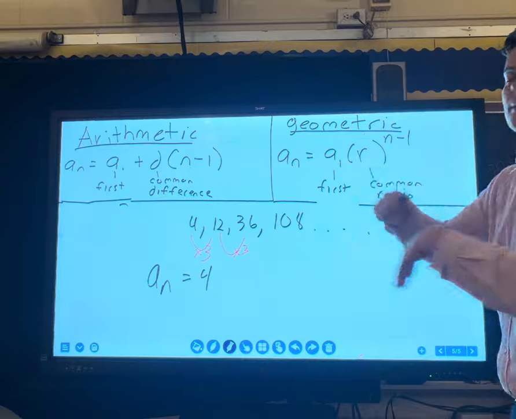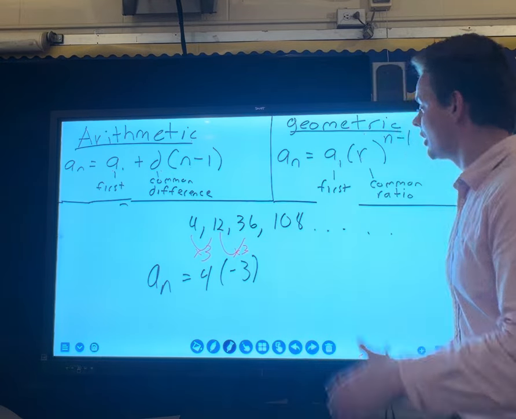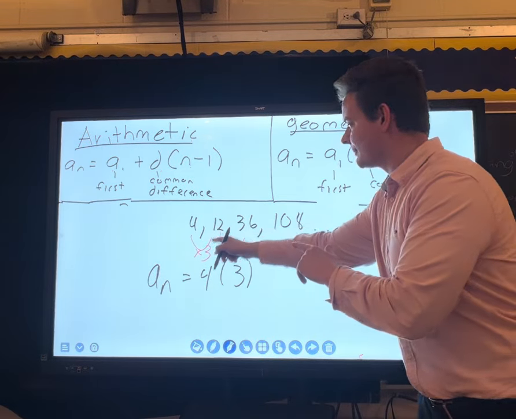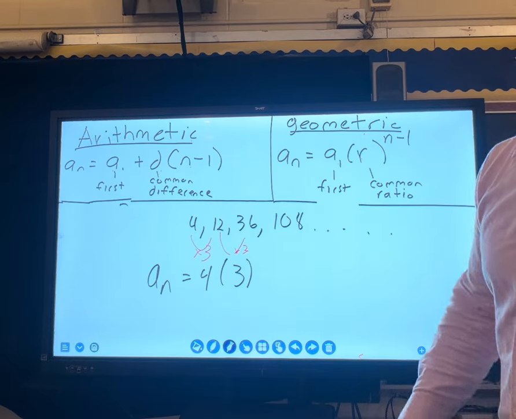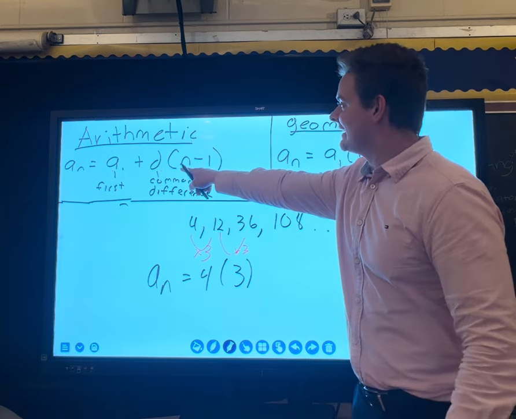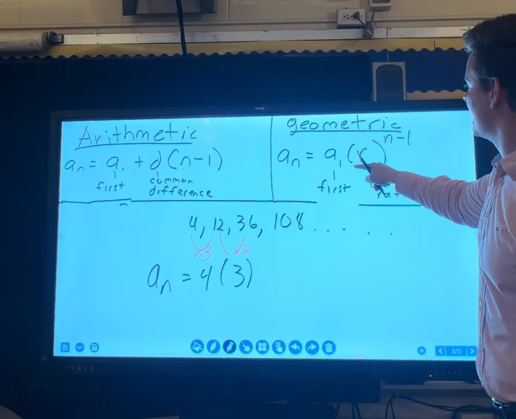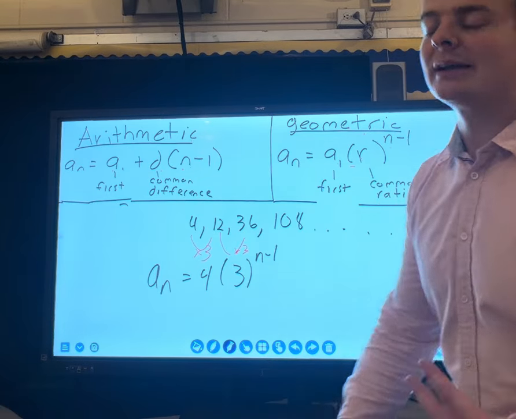My ratio is what I'm multiplying by as my pattern, which is 3. Sorry, not -3, just 3. I'm going crazy. Because I'm multiplying by 3. Now, the only other main difference between arithmetic and geometric is that in arithmetic, the n-1 is here, next to it. In this one, it's up here in the exponent. But it's the same exact thing.